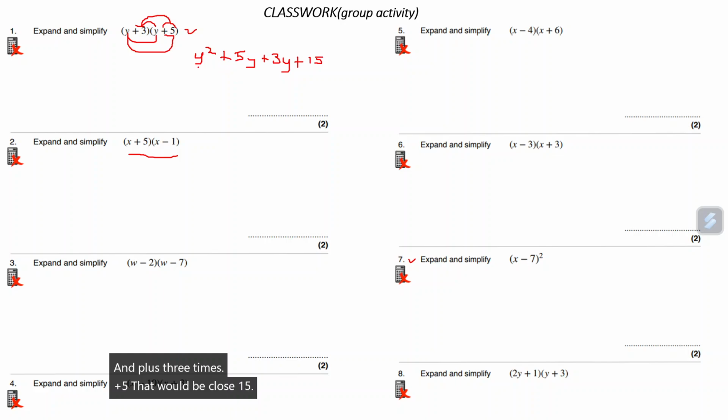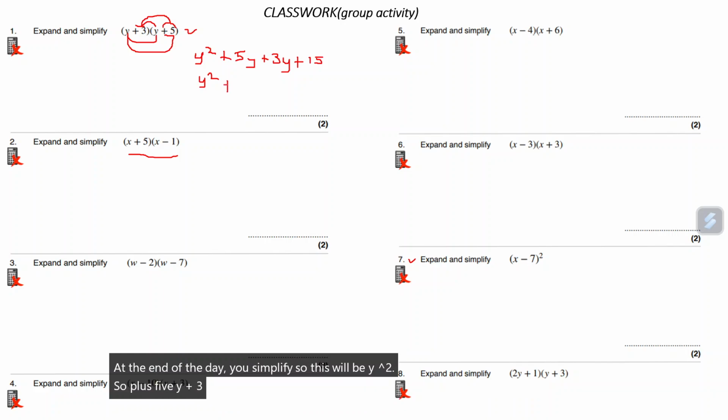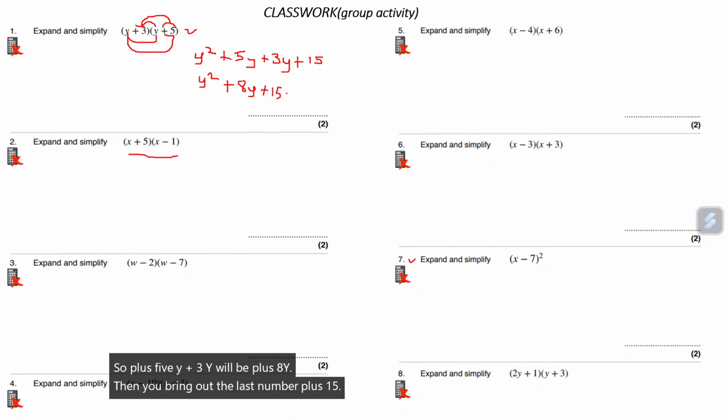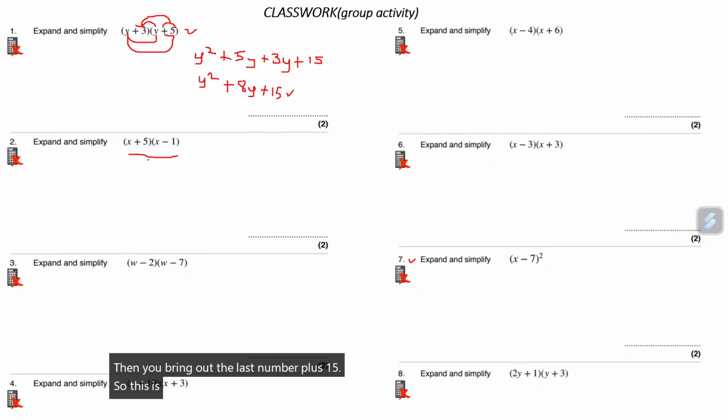At the end of the day, you simplify. So this will be y squared, plus 5y plus 3y will be plus 8y. Then you bring out the last number, plus 15. So this is correct. Then you look at the same thing.